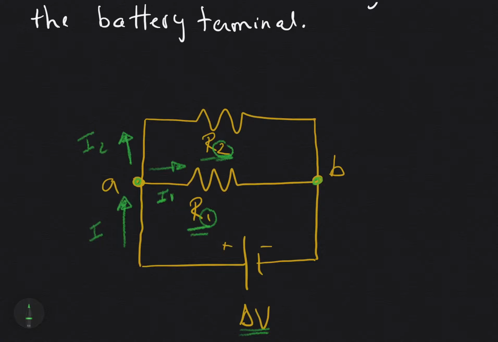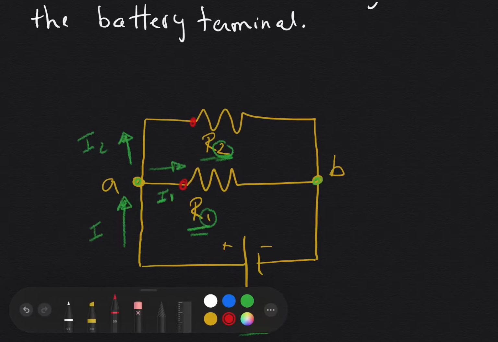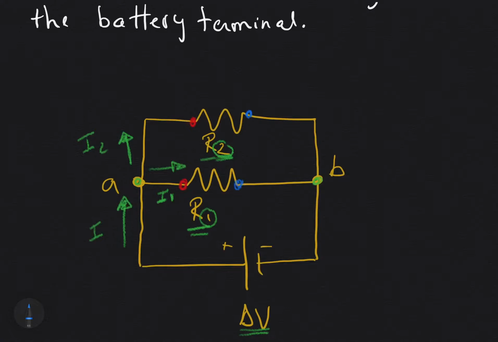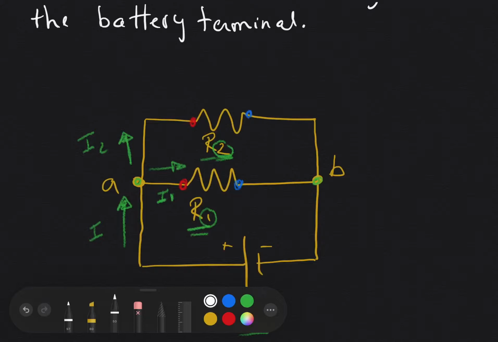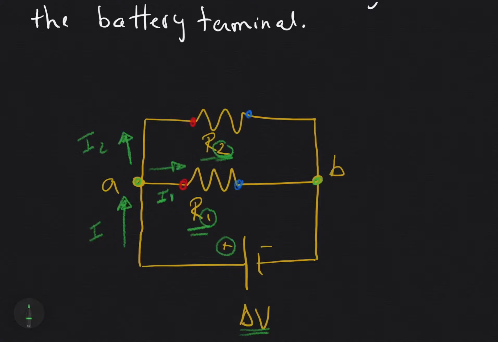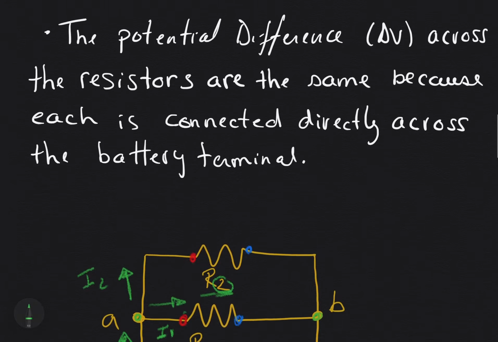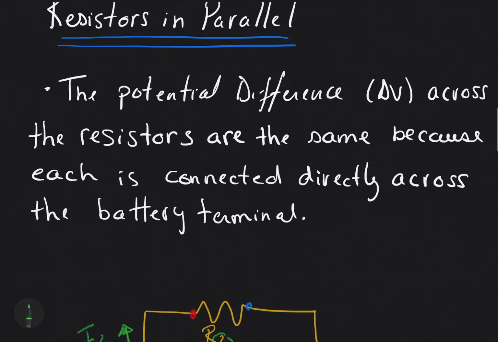And so here we see that the current will be split, but the left side, let me change the colors for red. The left side of both of these resistors and the right side of both of these resistors are connected to the same side of the battery. So these two reds are connected to this, green again, this positive end. So red, red, positive. And then the blue ends are connected to the negative side. Okay. What this means is that potential difference between, let's say, the blue and the red is identical to this negative and positive side. So that is why the potential difference across the resistors are the same, because each is connected directly across the battery terminal.